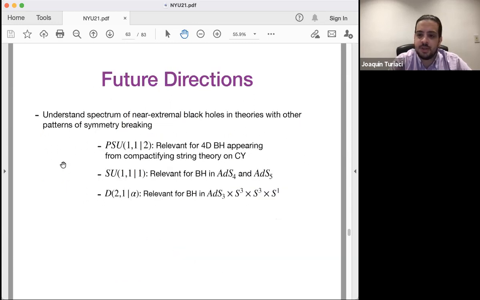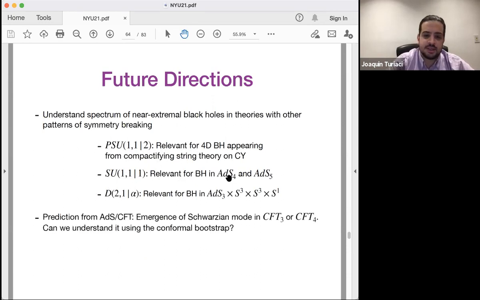Now, before I finish with this part, let me mention some future directions that I think are interesting. First thing would be to understand the spectrum of near-extremal black holes in other theories with other patterns of symmetry breaking. And here is a list of some, they're all superconformal groups that I find interesting for different applications. In particular, maybe this one is relevant for black holes. You can look at black holes in AdS4 or AdS5. And the interesting thing about this is that they should teach you something about this low temperature, large charge limit of 3-dimensional and 4-dimensional CFTs. So you can ask, how can you understand this from a boundary perspective?